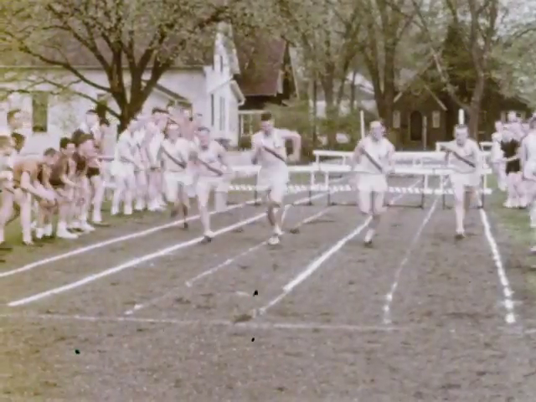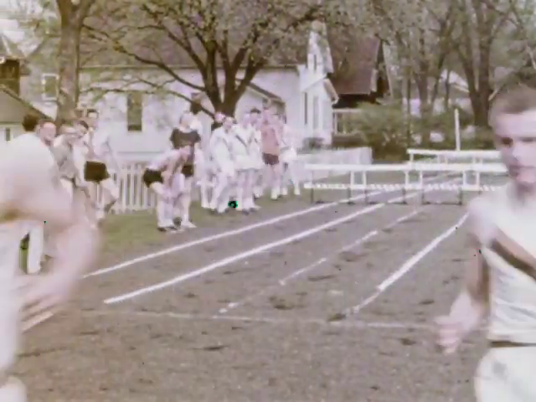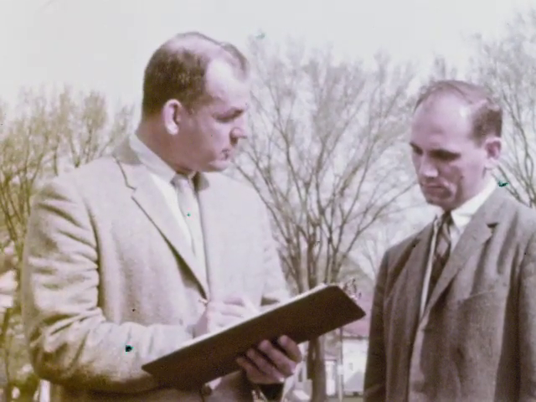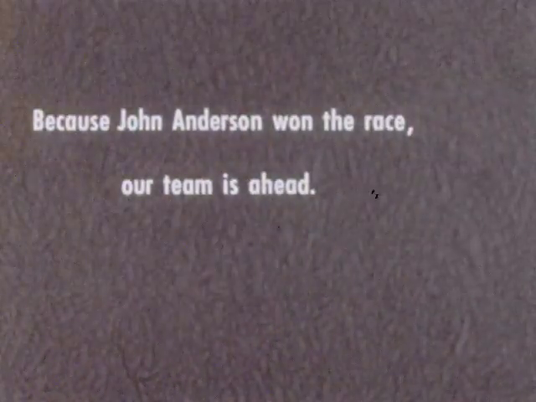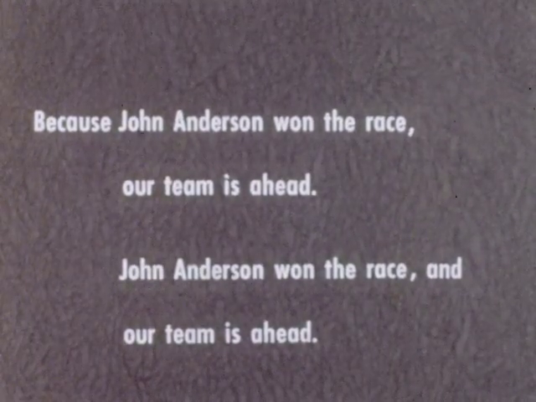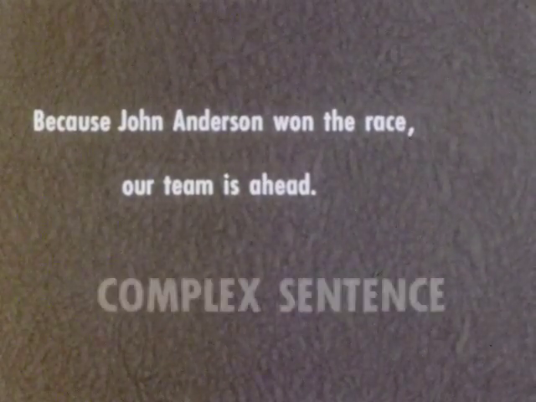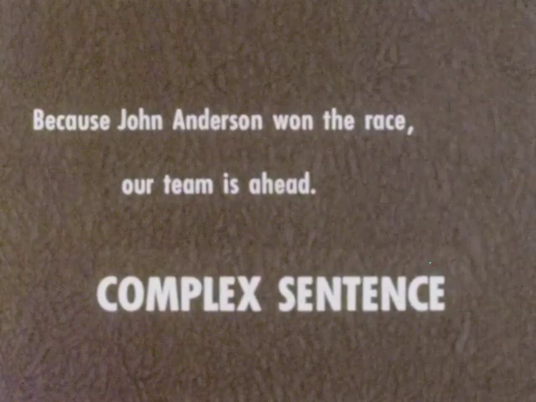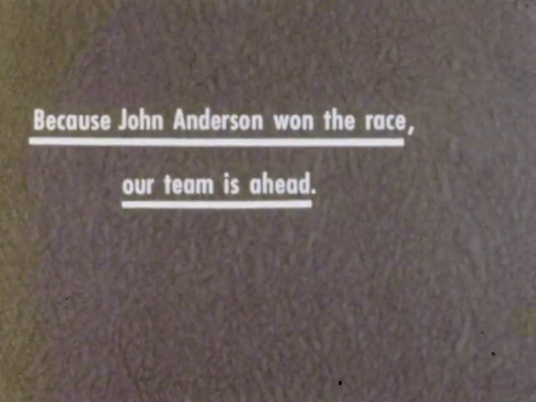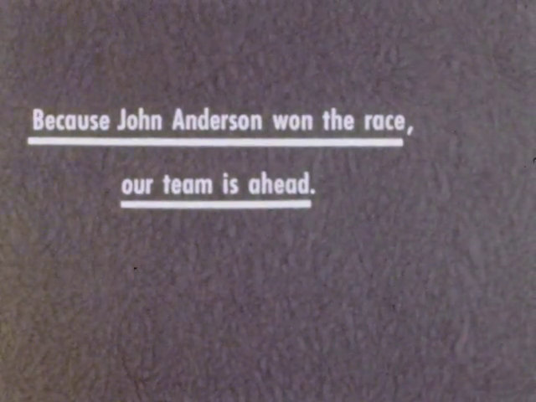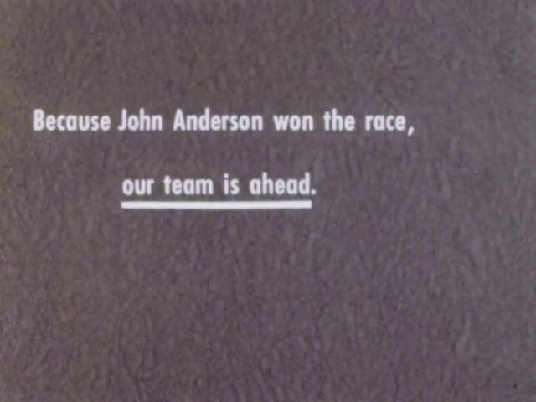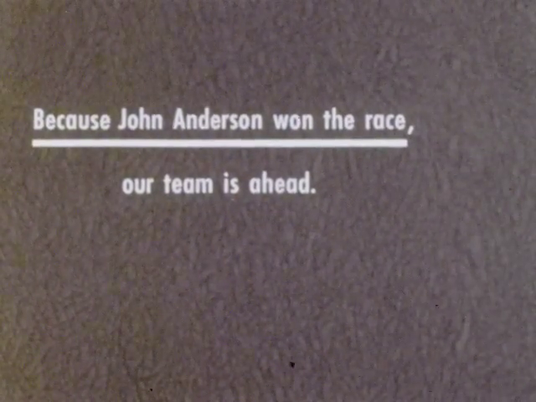Let's go back to the race to see a third type of sentence in use. Because John Anderson won the race, our team is ahead. This sentence is quite similar to the compound sentence we heard earlier. But this new sentence is called a complex sentence. Although it is composed of two clauses, both are not independent. The clause, our team is ahead, could stand alone as a sentence, but the other clause could not.